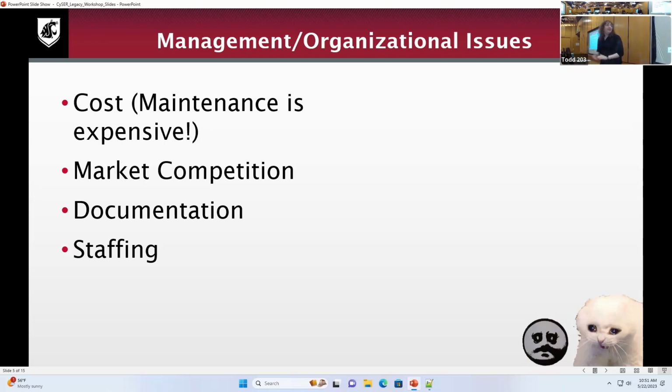Speaking of those people, staffing is very difficult. If your legacy system is built on an old tech stack that nobody's specializing in anymore, the people that still are in the market are able to demand a premium for their services because they are the only ones that know how to write that programming language. And eventually you're going to run out of people to hire. So this is a major issue.